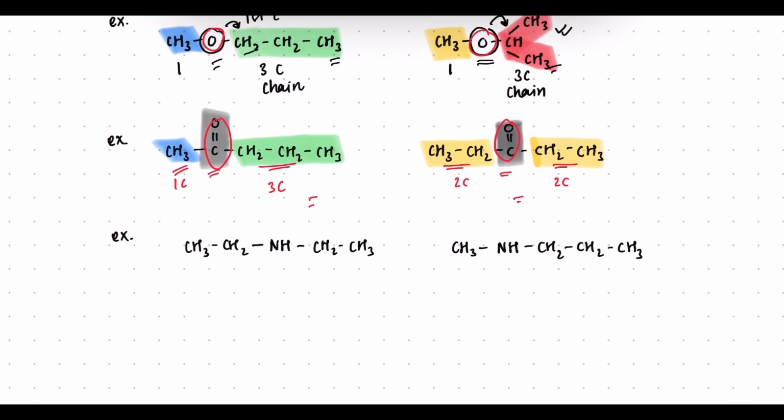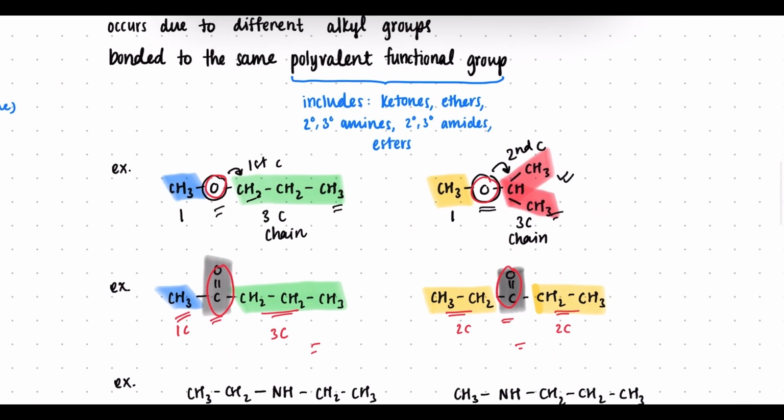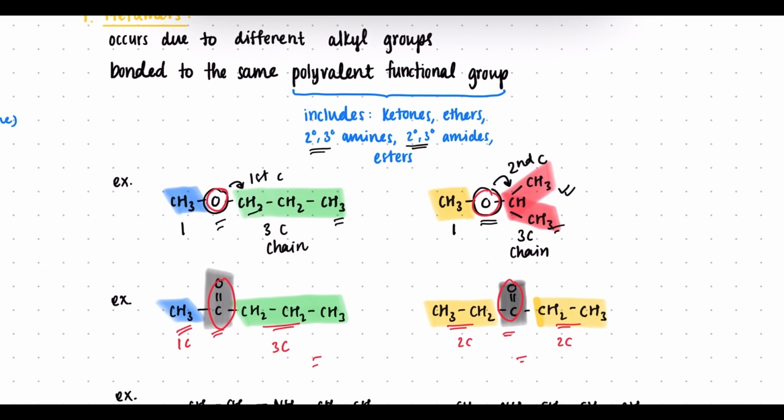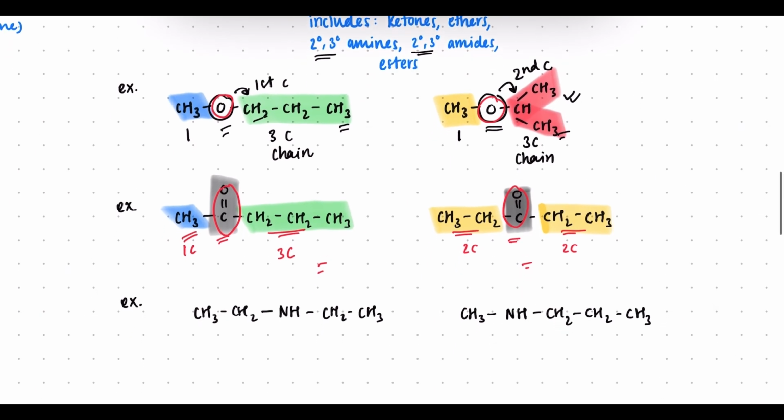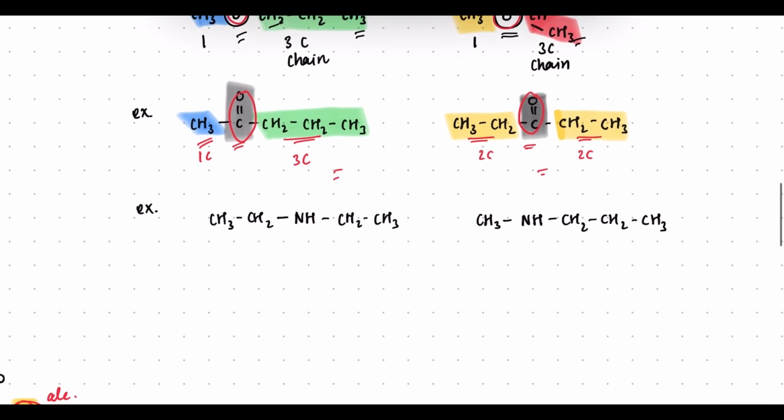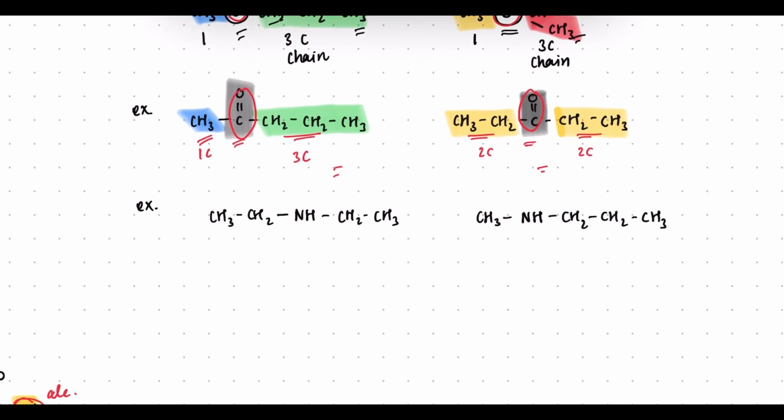Now, in the polyvalent functional groups, I've mentioned that only secondary and tertiary. Primary does not happen here because in a primary amine or amide, there are two hydrogens but only one alkyl group. So there can't really be a difference in alkyl group without changing the molecular formula, and hence we won't get metamers for a primary amine or amide. So we'll only get metamers for secondary and tertiary. So right here we've got secondary amides. How do we know that? Because the nitrogen is bonded to two alkyl groups and only one hydrogen.